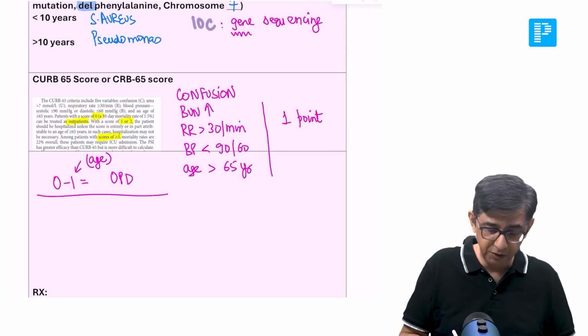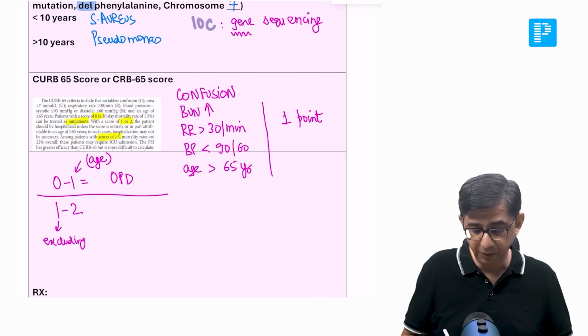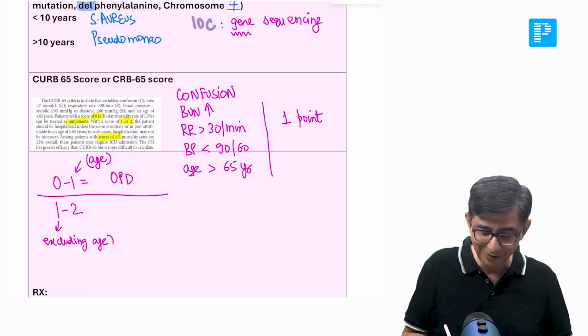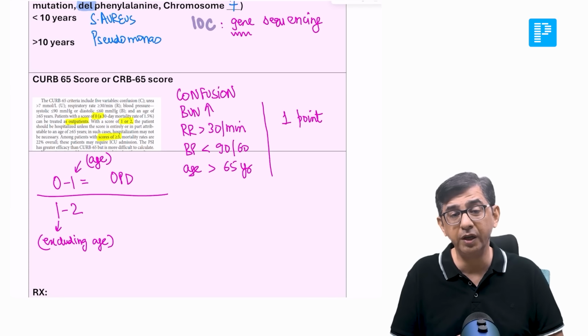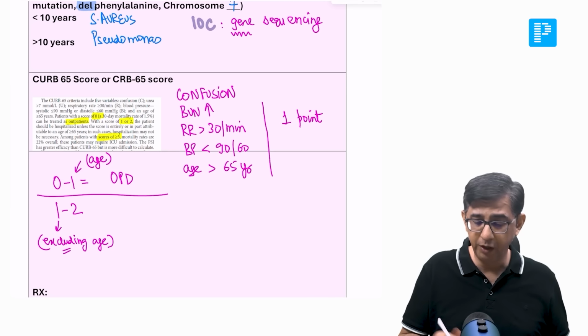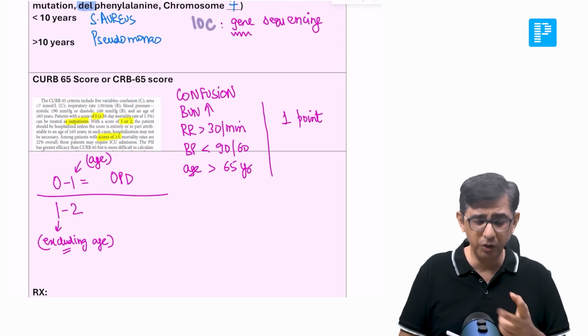So if it is a score of 1 excluding age, now what I'm writing is, if it is 1 excluding age, that is the main point that they'll always try to ask in the question. If only the age component is present, then it is okay. If excluding age any parameter is present, that could be respiratory rate, blood pressure, or confusion in a patient. If score is 2, never an issue.